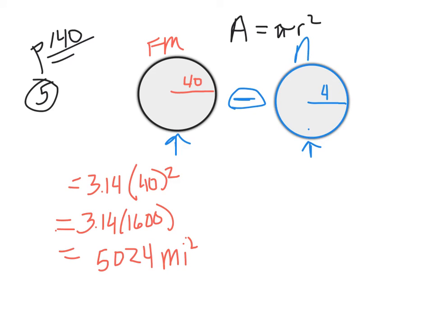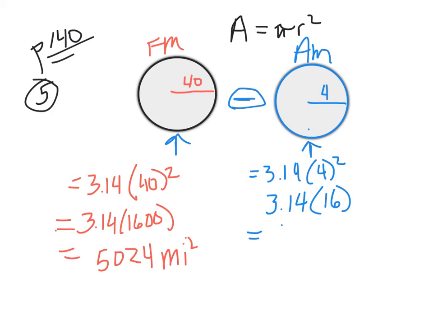So now let's look at the AM. Oh, I didn't label this. This is the AM radio station. So this one, the 3.14 times 4 squared. Well, 4 times 4 is 16. So then you do 16 times 3.14. And you're going to get 50.24. And this, of course, is also miles squared.